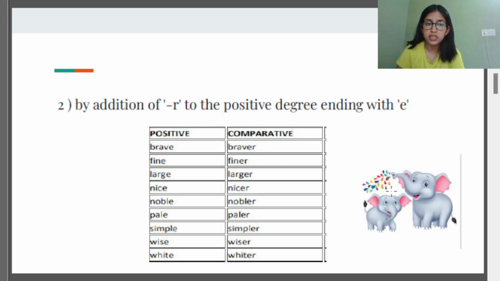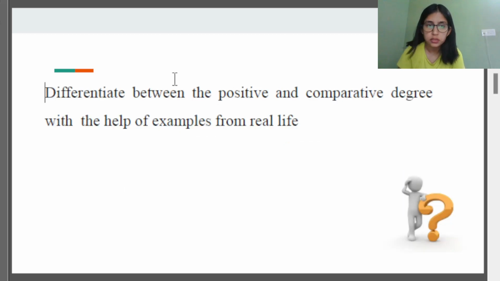Then the second is fine, finer; large, larger; nice, nicer; noble, nobler. Then pale, paler; simple, simpler. Then wise, wiser. And lastly, there is white and whiter. So for words ending with e, we'll be adding only r to that, because to make it er, we already have e in those positive degrees, right? So this is how we'll be converting positive degrees into comparative degrees.